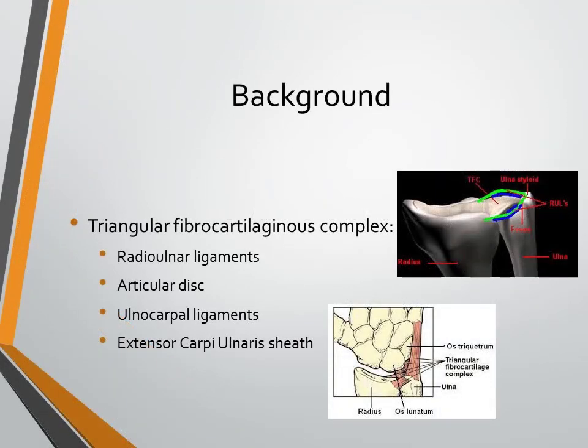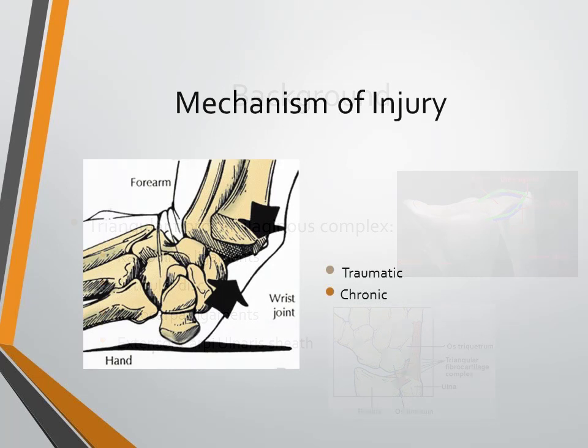The triangular fibrocartilaginous complex includes the radial ulnar ligaments, an articular disc, the ulnocarpal ligaments, and the extensor carpi ulnaris sheath. When there is a triangular fibrocartilaginous complex injury, it can occur either traumatically or chronically.